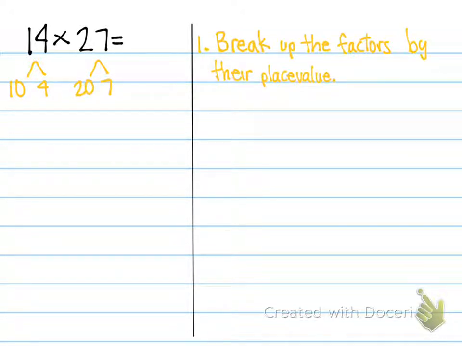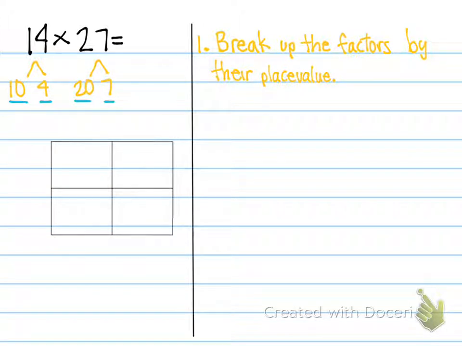So our first step is to break up the factors by their place value. We've got 4 different factors now, so we're going to have 4 boxes. Again, that 14 has to stay together, so that 10 and the 4 have to be on the same side. Same thing with that 20 and 7. That makes 27, it has to stay together. They're a team.